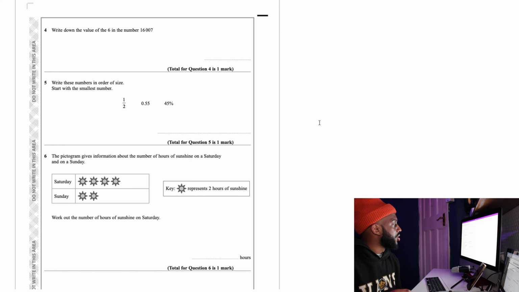Place value, we're just going to look at the 6 in this number, 16,007. That 6 is in the thousand column, so we're just going to put 6,000 for that.